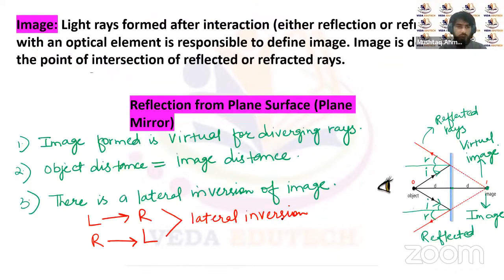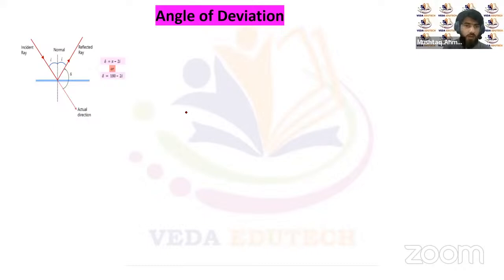Now let's talk about the angle of deviation. You can see here, this is the plane mirror. This is the incident ray of light, this is the reflected ray of light, and this is the normal. This is the angle of incidence, and this is the angle of reflection, R, and angle I has to be equal to angle R. Now, calculating the angle of deviation. The angle of deviation is the angle by which the reflected ray deviates from its original path.